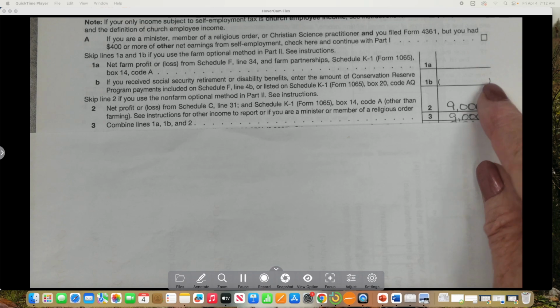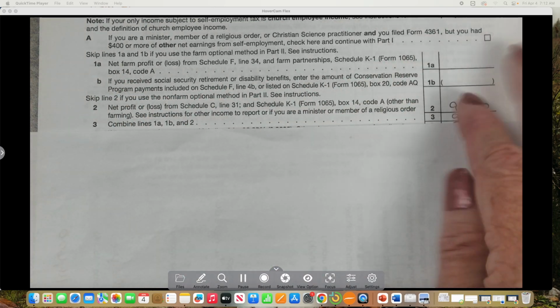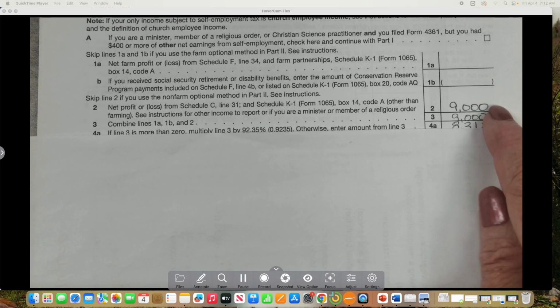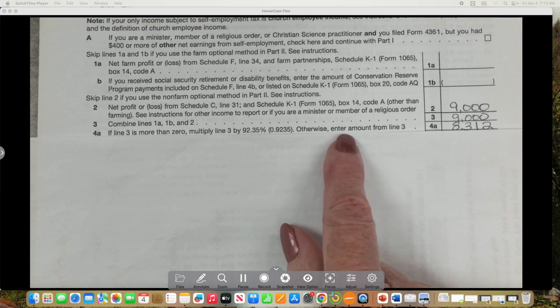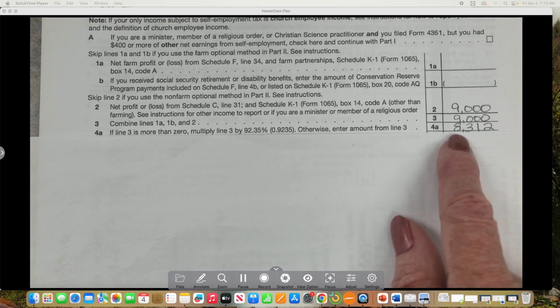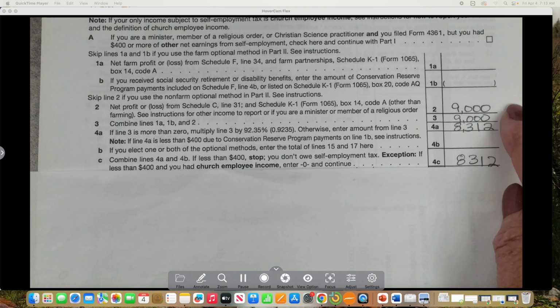So then the next thing we're going to do is combine any of this. This has to do with farm, Social Security, disability. We don't have any of that. So we're just going to put $9,000. Now, because we only have to pay taxes on 92.35% of this, we're going to take 9,000 and multiply it by that. We are going to get 8,312 for this particular scenario.